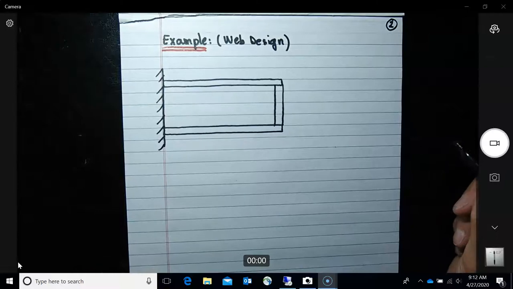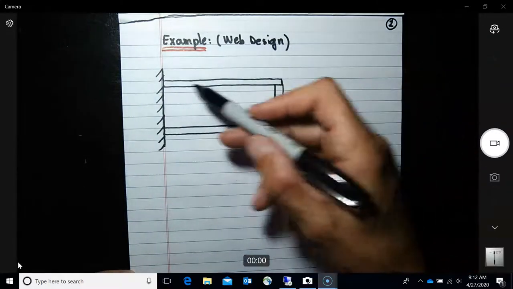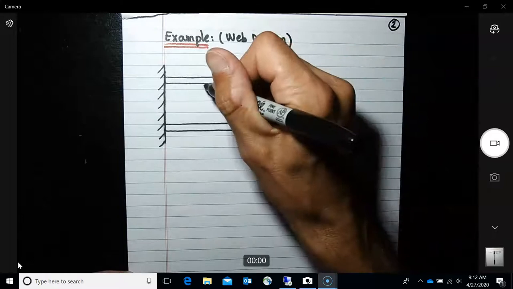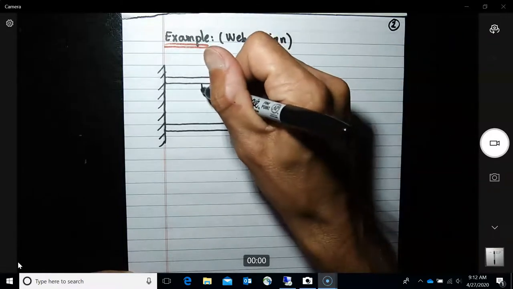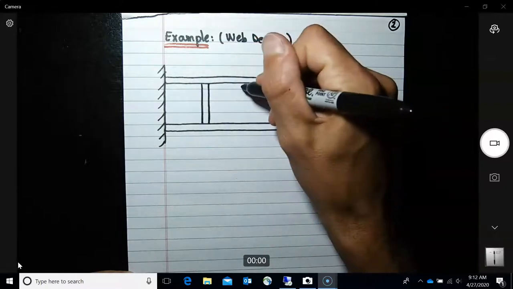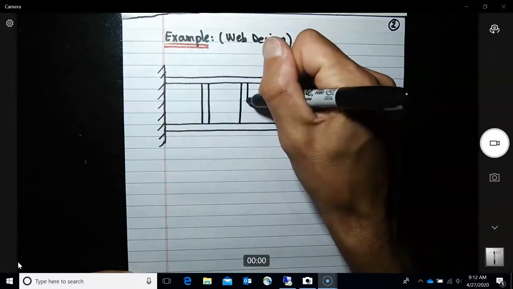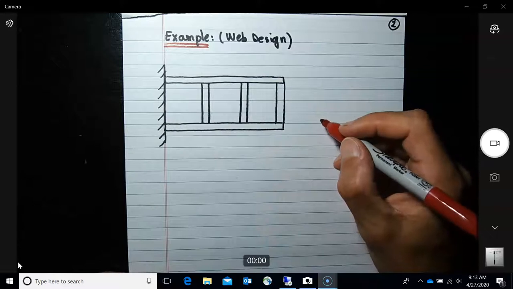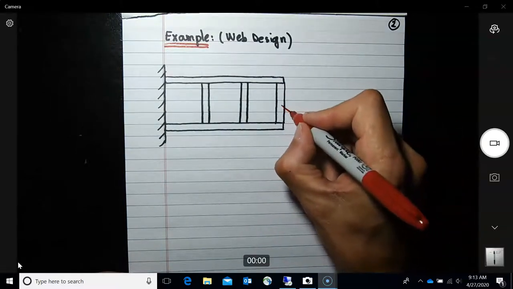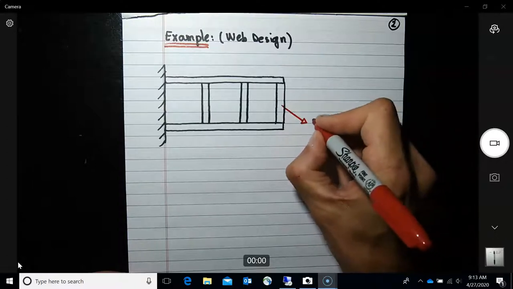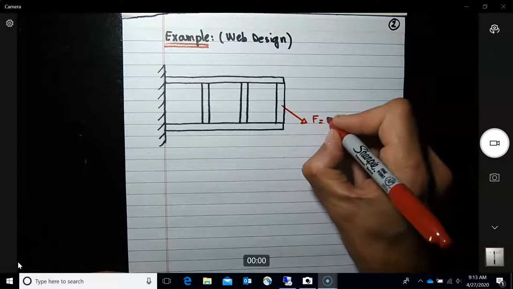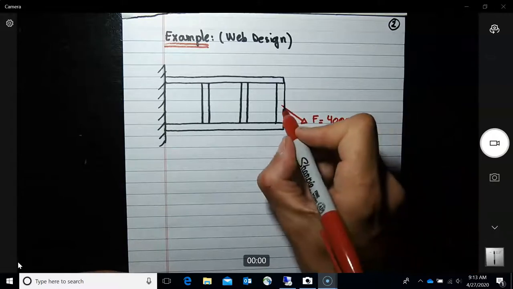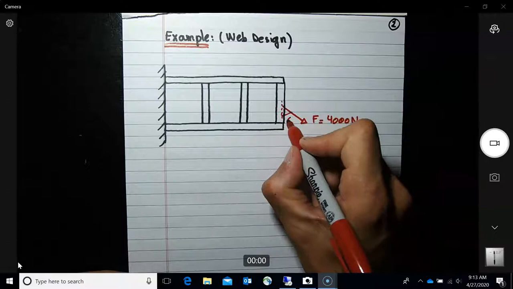Alright, so this is one flange, another flange, another flange, or we can call them stiffeners or flanges. So let's say we're going to put one in here, one in here, and one in here. Okay? So the load, let's say applied right over here. And this load, let's call it F, has a value of 4,000 newtons, and this is at an angle of 60 degrees.